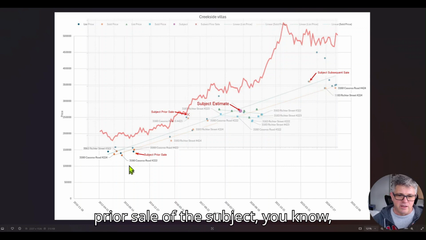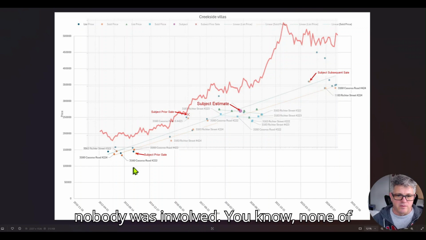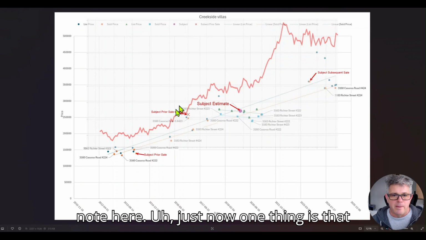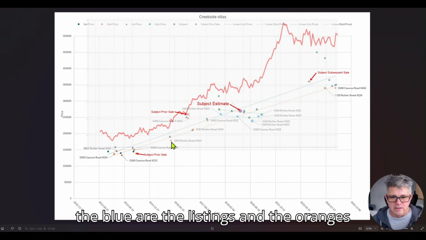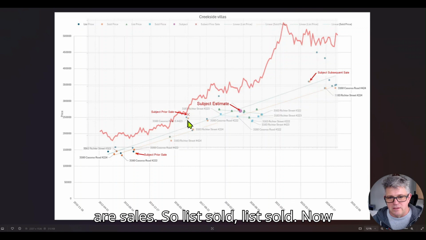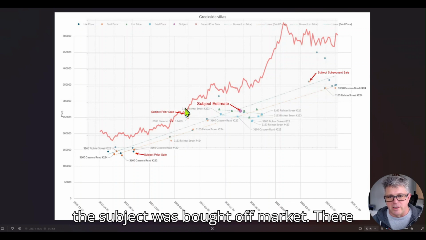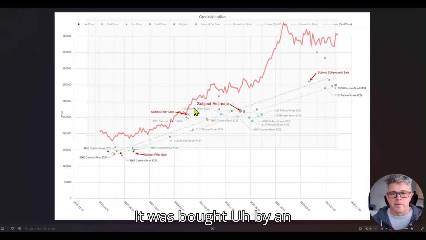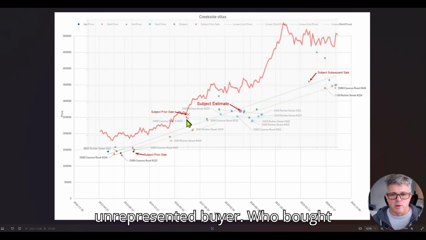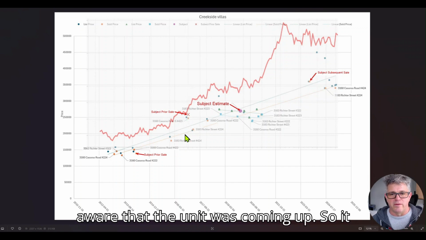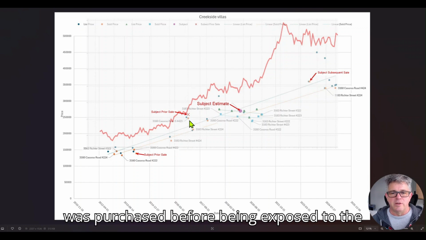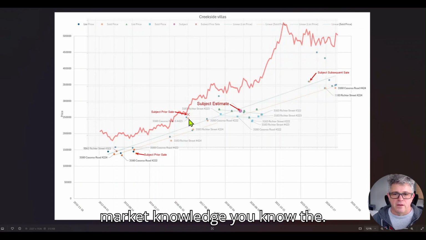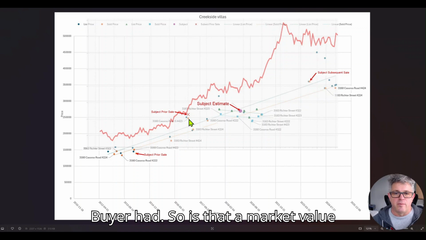Now here's a prior sale of the subject. None of the parties were involved in that sale. But there's a few things to note here. The blue are the listings and the oranges are sales. So list, sold, list, sold. Now the subject was bought off market. It was not listed. It was bought by an unrepresented buyer who bought through an agent who became aware that the unit was coming up. So it was purchased before being exposed to the market, and we do not know how much market knowledge the buyer had. So is that a market value transaction?